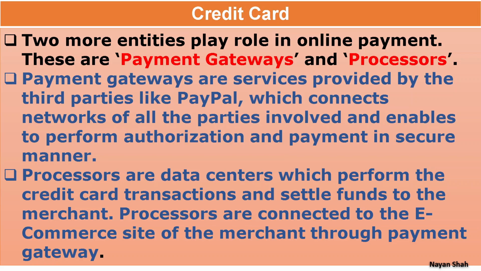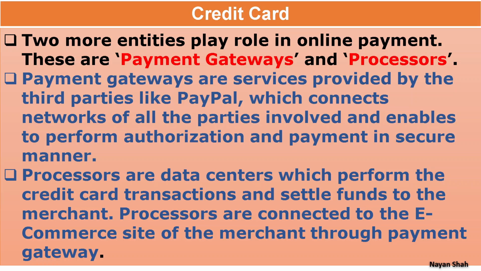Two more entities play a role in online payment, and they are payment gateways and processors. Now what is that? Payment gateways are services provided by third parties like PayPal, a trusted third party, if you remember, TTP, which connects networks of all the parties. The four parties we saw in the previous slide get connected to each other through a payment gateway, and that payment gateway process is provided by a third party like PayPal and others.